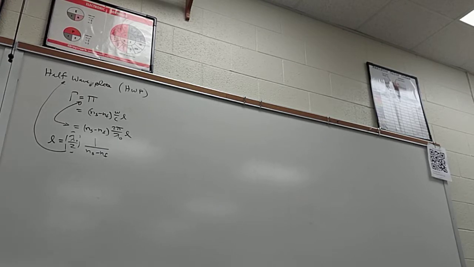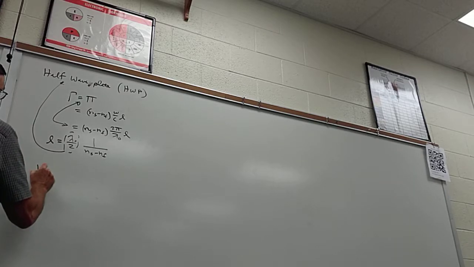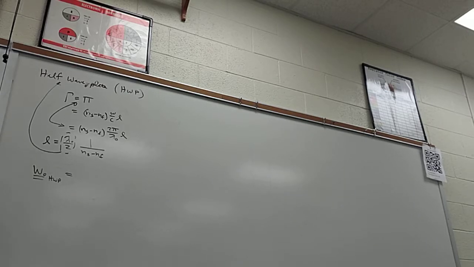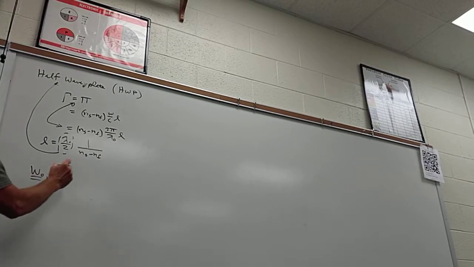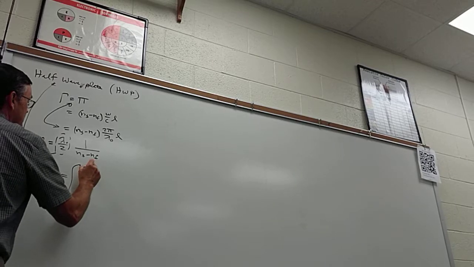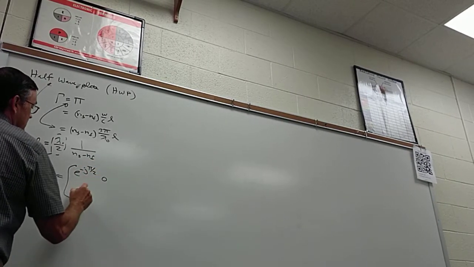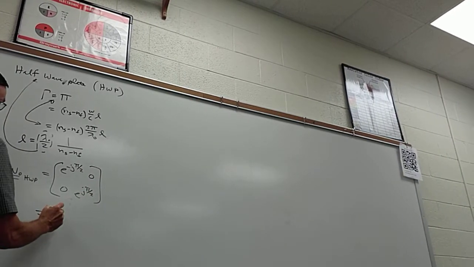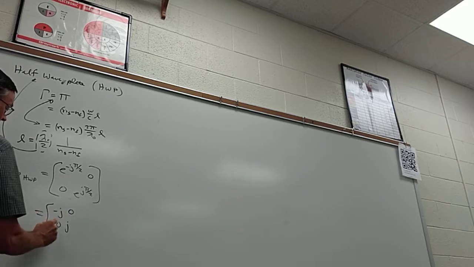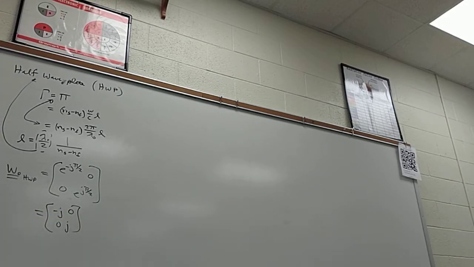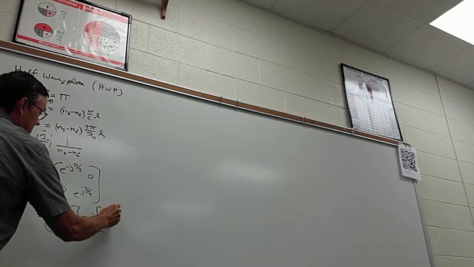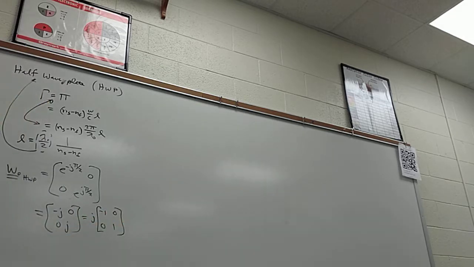Okay, so in that case, the Jones matrix for a half wave plate is going to be, just looking at this, e to the minus j pi halves, 0, 0, e to the plus j pi halves, which is just minus j, 0, 0, j. I can just pull a j out, right? And that leaves me with minus 1, 0, 0, 1. Right?